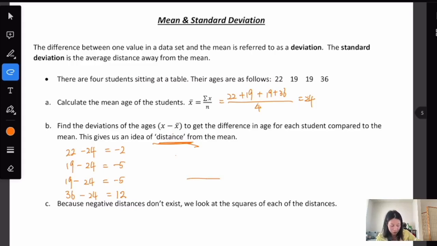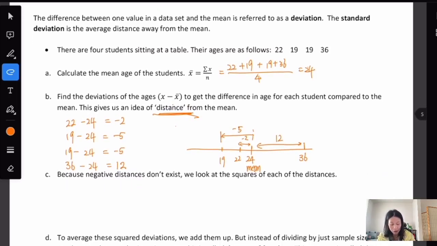So think about that. 24 is here, 22 is here. So 22 and 24 is -2. When it comes to 19, your distance is going to be -5 from the mean. So here is our 36. The distance from the mean, which is the average, is +12.